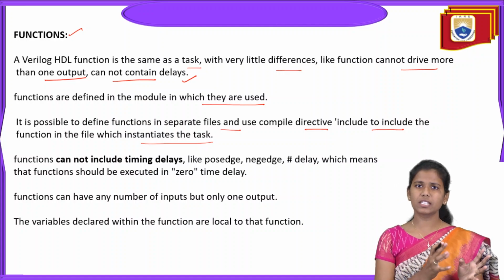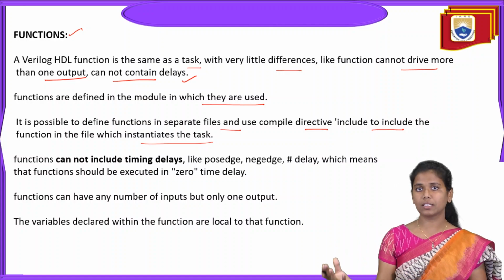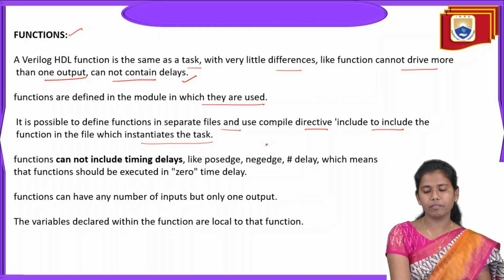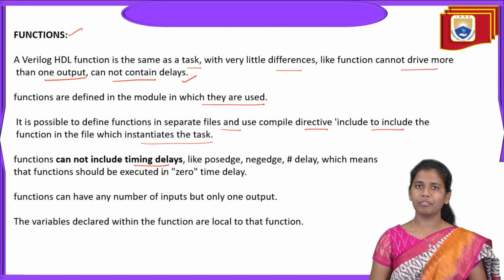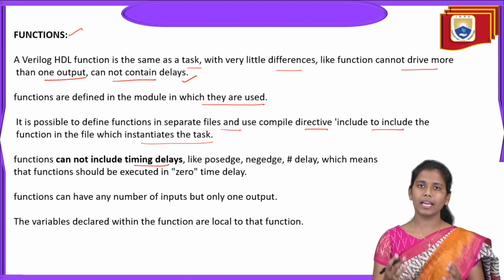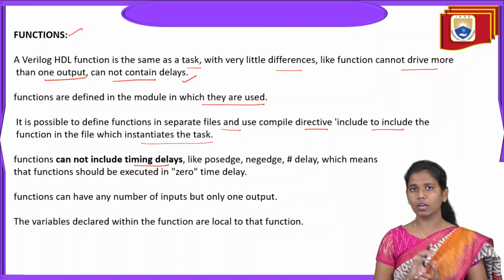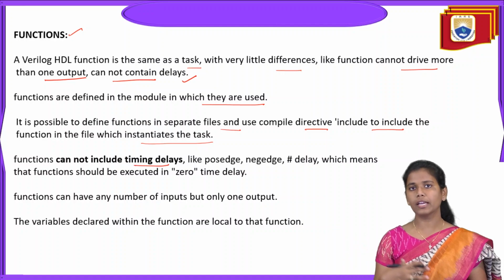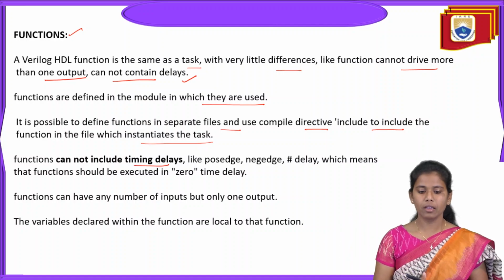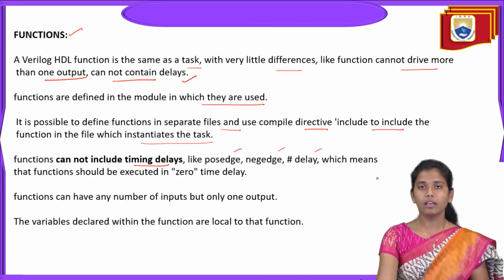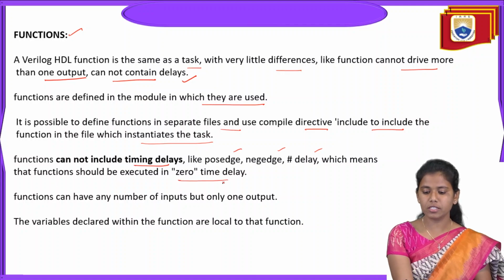As I said, the functions cannot have a task, whereas a task can have other tasks as well as functions. Also functions cannot include time delays. So whatever action they have to perform, they perform within the time limit, but not like the task, which can execute at different intervals of time. And the functions cannot include timing delays like posedge, negedge, or delay, which means that a function should be executed in zero time delay.